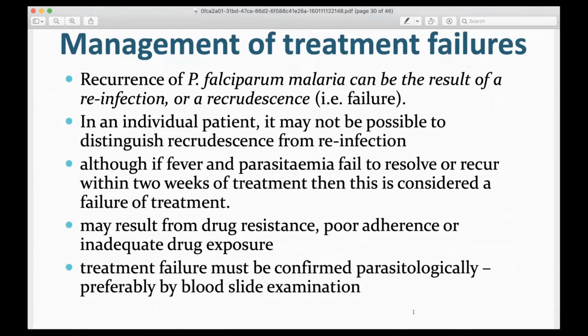Next, another thing is the management of treatment failure. There are certain groups of patients where you are using an anti-malarial drug like chloroquine or quinine, but still after 1 week or after 2 weeks, there is a smear positive for Plasmodium falciparum. Then what do you do? There are two categories of patient. In one category, you have given the full treatment, and in spite of that, there is a malaria positive. That is called treatment failure.